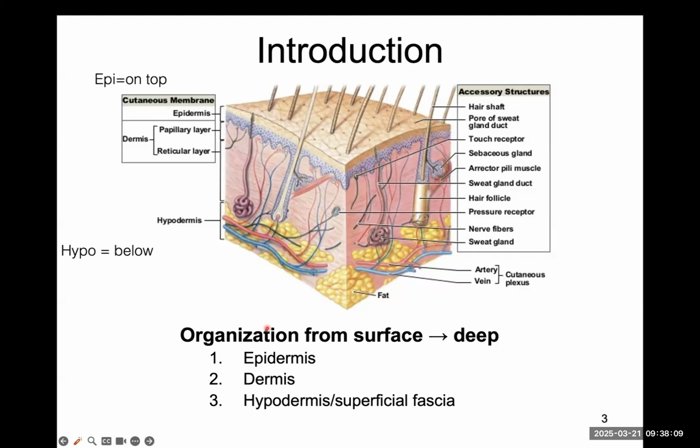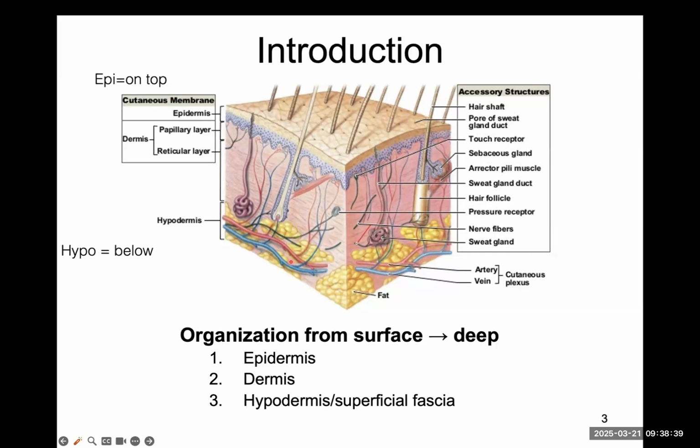If you're hypothermic, that means your body temperature is below normal. If you're hyper, that means the opposite. So this pink layer here is the dermis, and the dermis is connected to the hypodermis because that's the layer below, and it's also called superficial fascia. We learned about that in the last lecture. The word fascia refers to connective tissue that you can see with your naked eye.